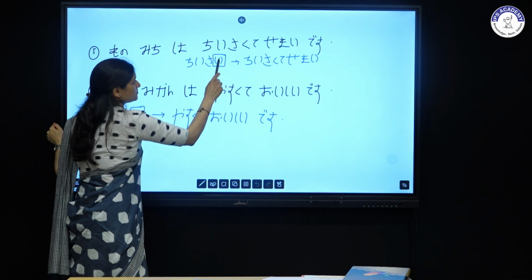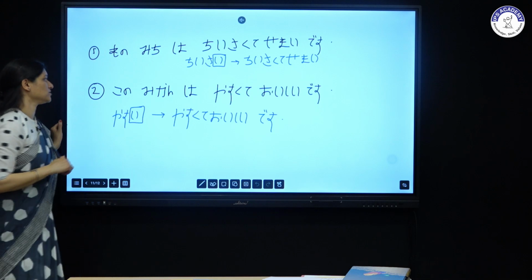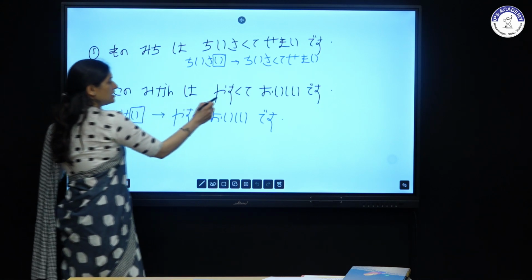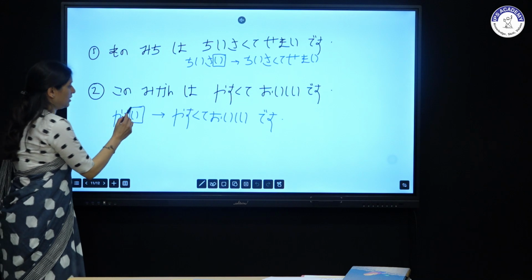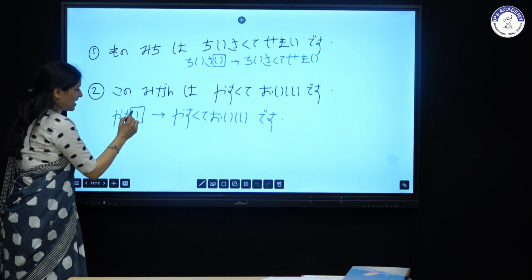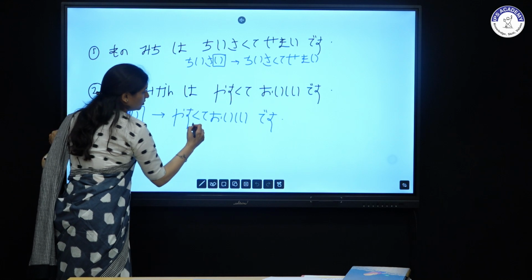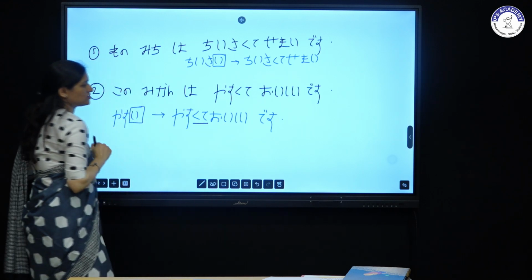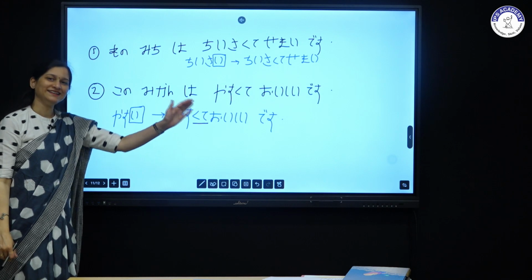Replace i from chiisai with kute and then write the second adjective. Kono mikan wa yasukute oishii desu. So we have replaced i from yasui with kute and then we have used the second adjective oishii. These oranges are cheap and tasty.